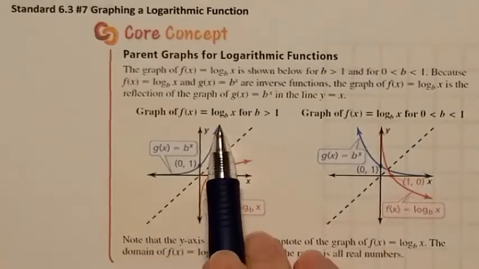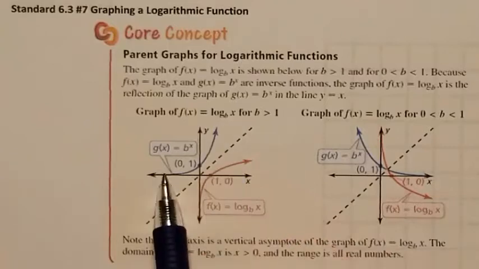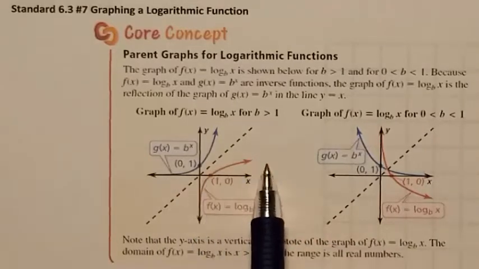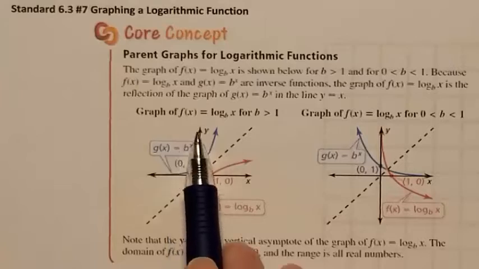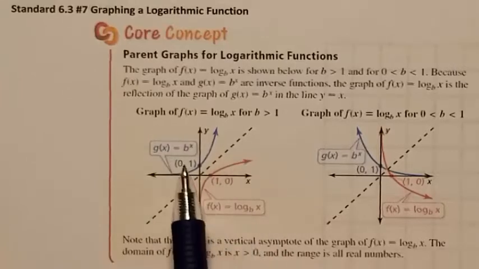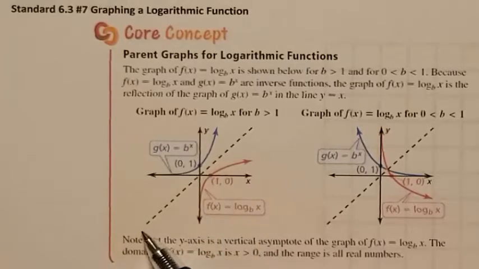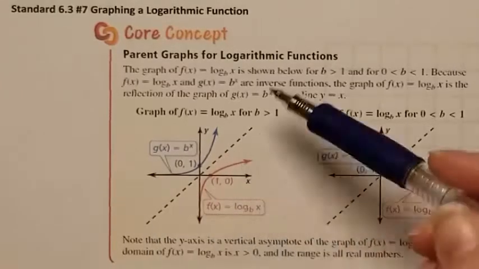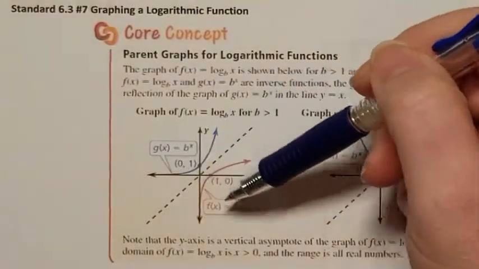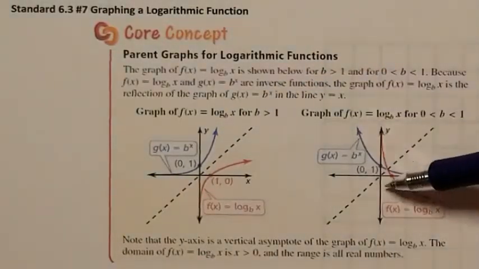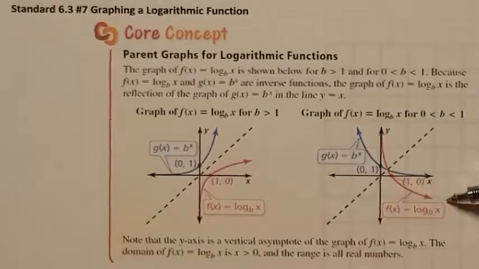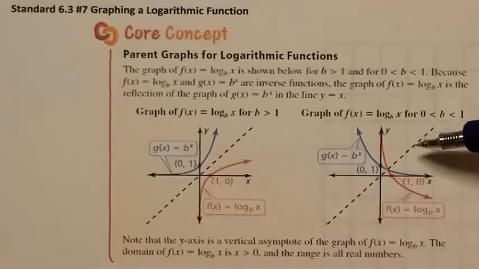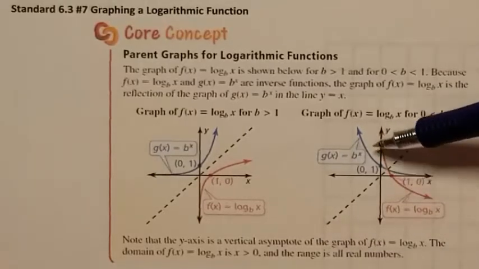This is our b to the x power, and this is your log base b. They are inverses of one another because your exponent form and your log base form are inverses. And you know they're inverses because this is the reflection line, and if you were to fold, they would land right on top of each other. Same with this. We have our exponent form and our log form, our reflection line. If you folded, they would all land on each other.